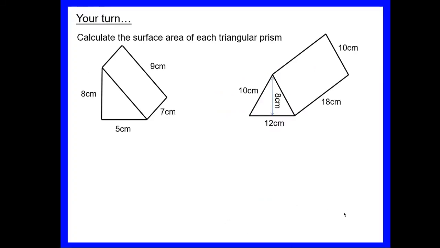Okay, so 2 for you to have a go at now then, both are triangular prisms. So pause the video, see if you can find the surface area.